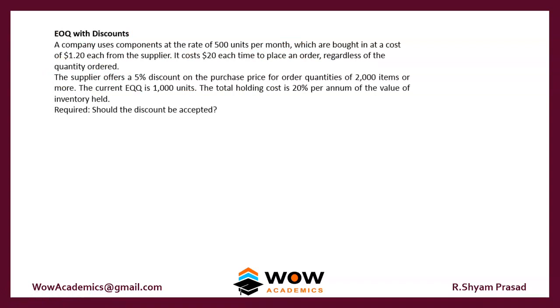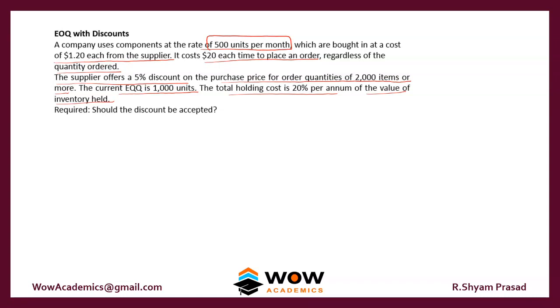A company uses units at the rate of 500 units per month. They are bought in at $1.2 each from the supplier. It costs $20 each time to place an order, regardless of the quantity ordered. The supplier offers a 5% discount on the purchase price for order quantities of 2000 items or more. The current EOQ is 1000 units. Holding cost is 20% per annum of the value of inventory held. So we'll start out with this problem.